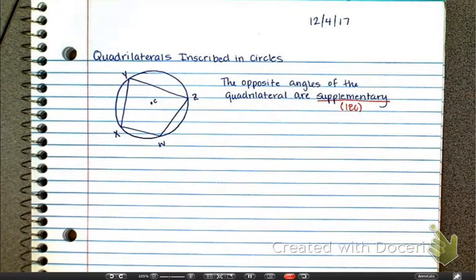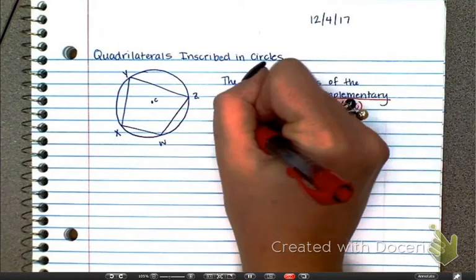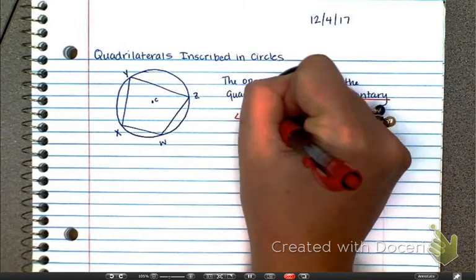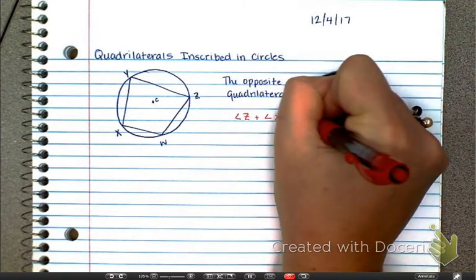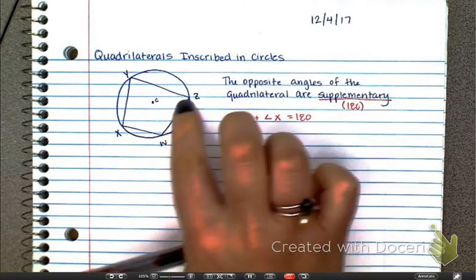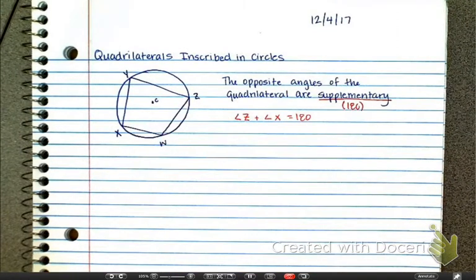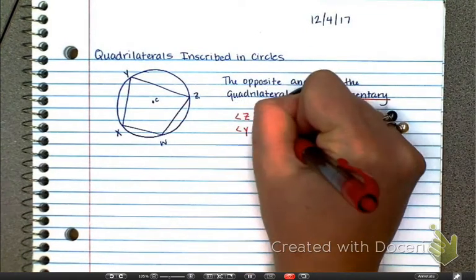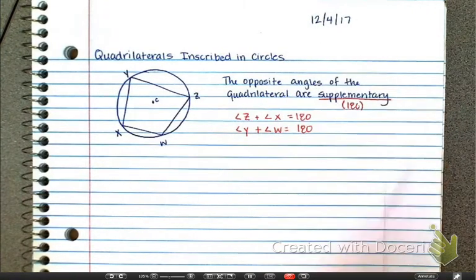So in this case, which are my pairs of opposite angles? So which angles are opposite? Hopefully you said angle Z and angle X are opposite of each other. We've talked about opposite before. So angle Z and angle X are opposite, which means those 2 angles are supplementary. And angle Y and W are also opposite, which means those 2 are supplementary.